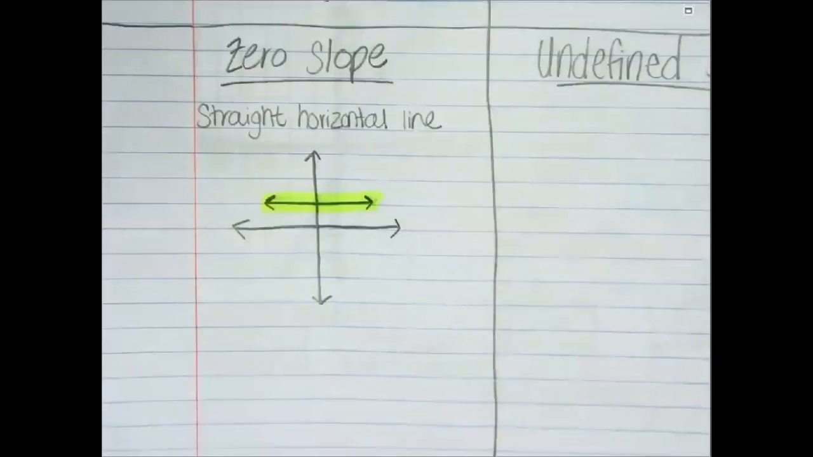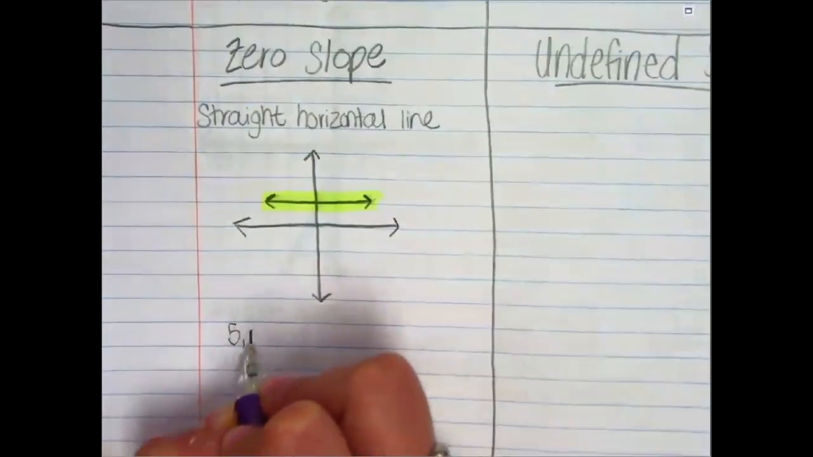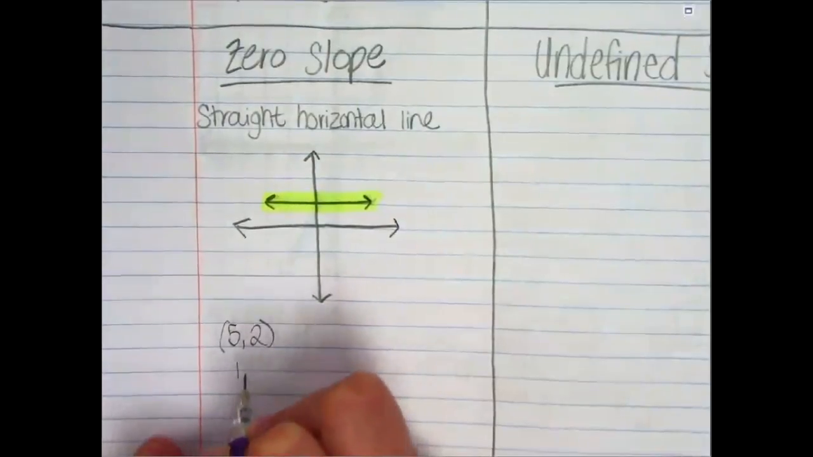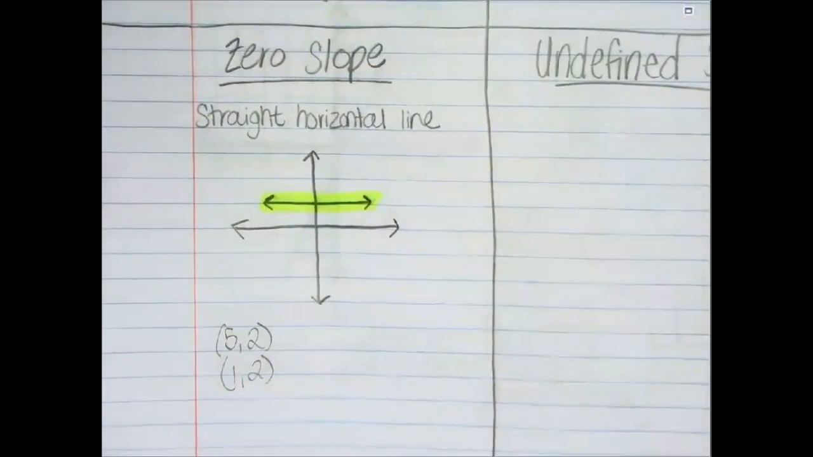If you have a straight horizontal line, which coordinate, your x or your y value, will be the same? Will your x values all be the same, or will your y values all be the same? Your y values are going to always be the same. So let's say, for example, on this line, I have the points (5, 2) and (1, 2). My y values are always going to stay the same.